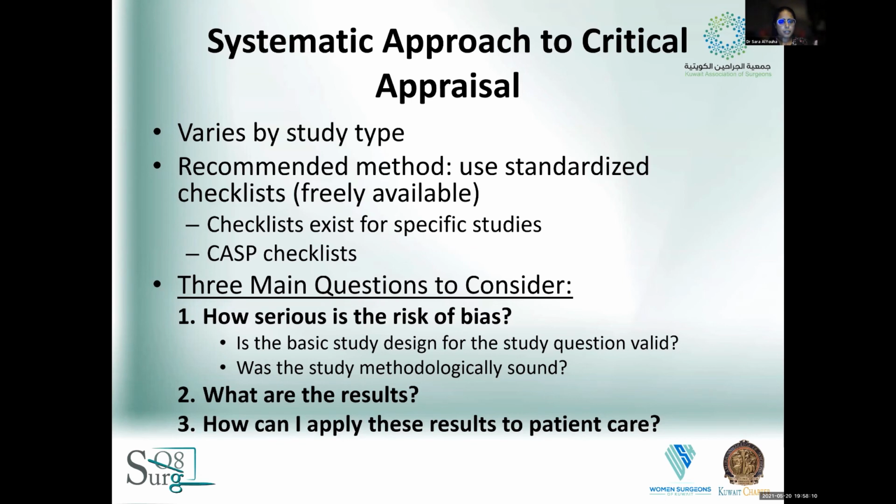So next time you have a journal club or you read a new article, you just print it and you fill in the gaps, okay? There are checklists for specific study designs. And there's also, I'll talk to you about the CASP checklist, which is one of my favorite, okay? And again, reiterate, the 3 main questions we're considering is how serious is the risk of bias in the study? Does the design match the question? Is the methodology sound? The next question is what are the results of the study? The last question is external validity. Can I apply these study results to my patients?